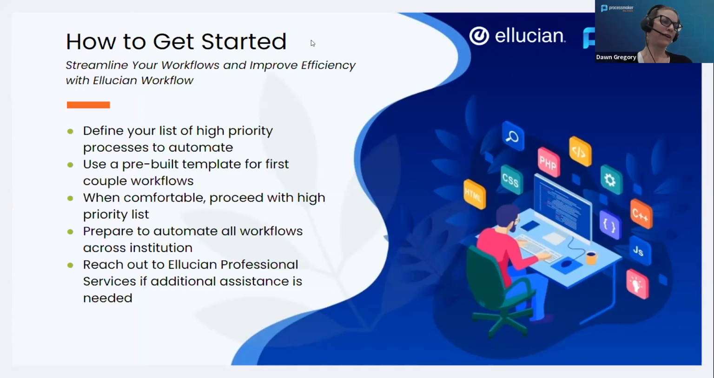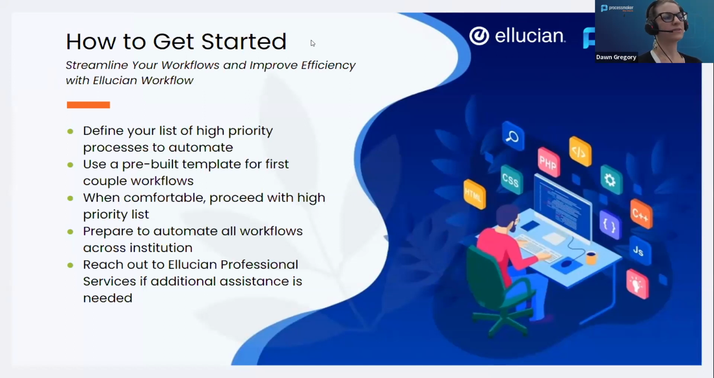You should be prepared that, once you're successful with a couple of workflows and you've automated things, especially processes within your own department that maybe touch other departments around campus, other users around campus are going to see those processes that you've set up and watch your success with that. Requests are going to come in to automate other things across campus.